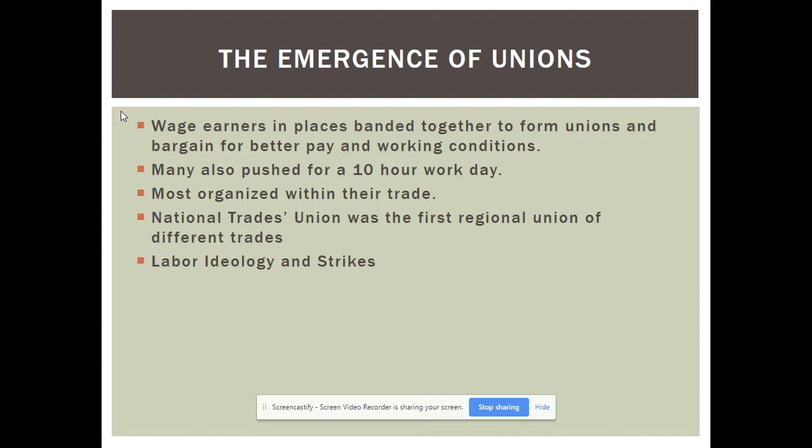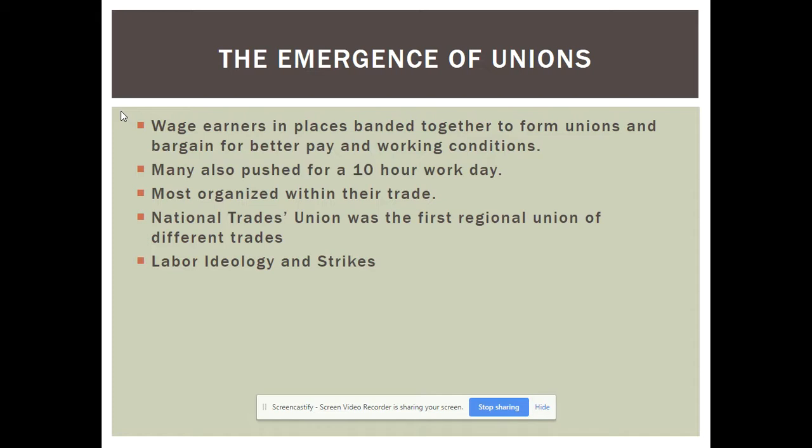Now, one of the things they did is they formed labor unions. They're pushing for not just what today we typically have, an 8-hour workday, but they pushed for a 10-hour workday. They organized originally in their trade. If you were a textile mill worker, then you would organize a textile mill union. If you were later, in the second phase of the Industrial Revolution, a steel worker, then you would have organized into a steel labor union. The National Trades Union was the first regional union of different trades. It's not completely national yet, like it wasn't in all states, but it grew to include multiple regions, which was revolutionary.